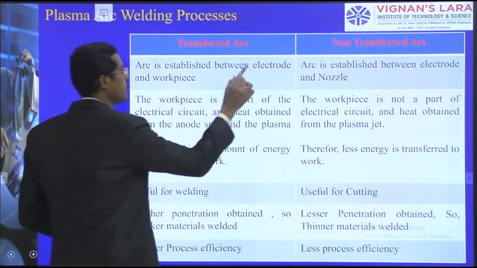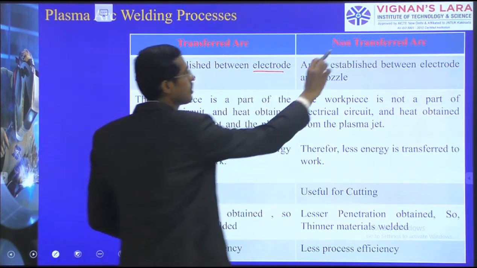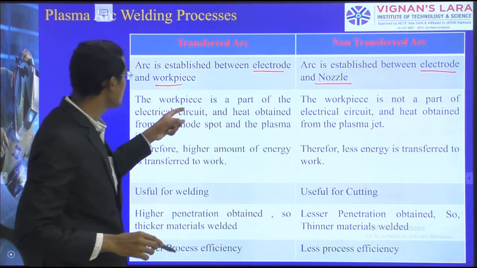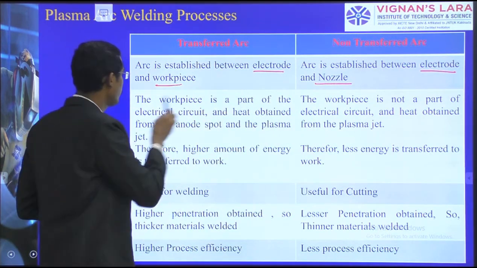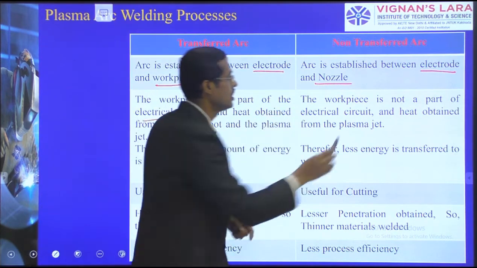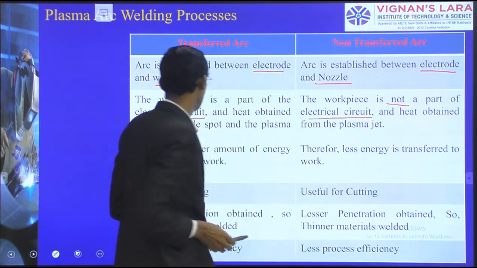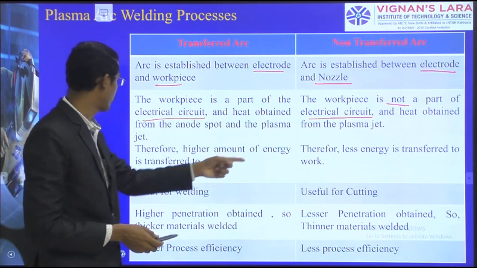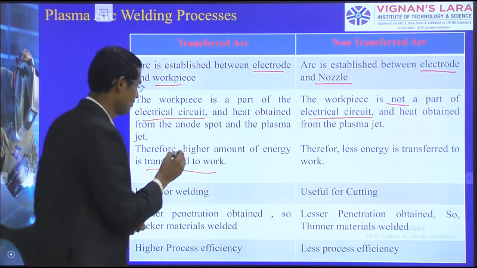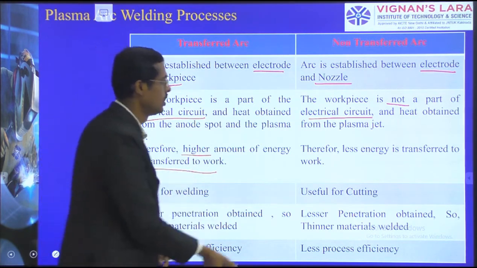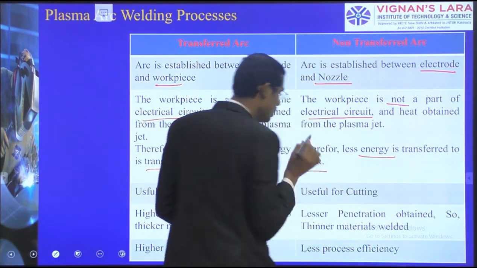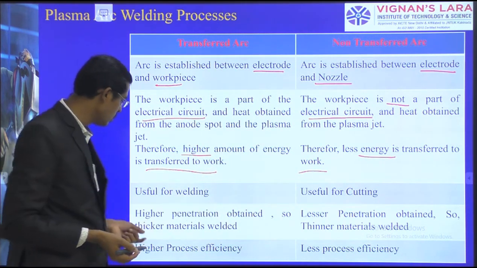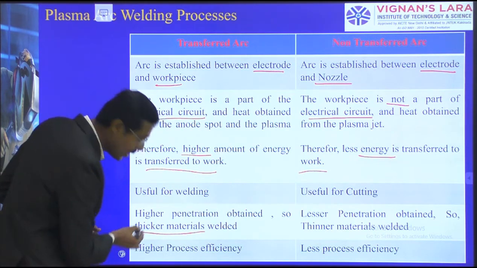Transferred: the arc is established between the electrode and the workpiece. Non-transferred: established between the electrode and the nozzle. In transferred, the workpiece is part of the electrical circuit. In non-transferred, the workpiece is not part of the electrical circuit. Heat is obtained from the anode spot in the plasma jet. Therefore, a higher amount of energy is transferred to the work downwards. Less energy is transmitted to the work in the non-transferred setup.